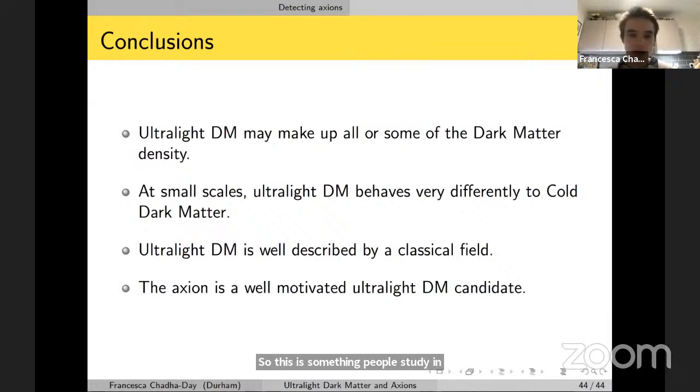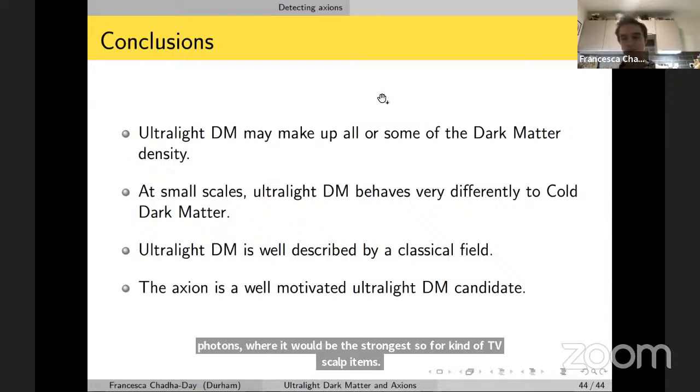In terms of the Lyman alpha, I think the Lyman alpha absorption effect is just much stronger than we would expect the conversion into axions to be. So axion-photon interconversion wouldn't have as strong an effect on the Lyman alpha forest, but exactly this effect is something people study for very high energy photons where it would be the strongest, so for TeV scale photons. So yeah, that's a great question.